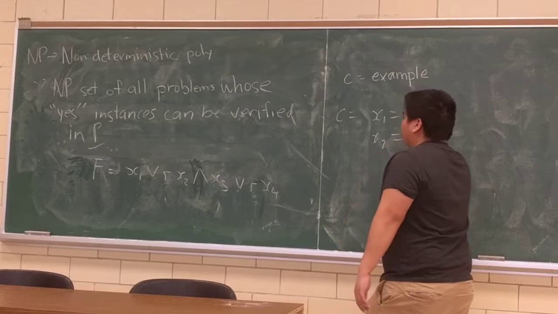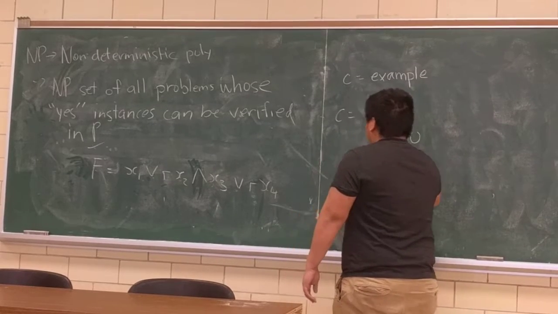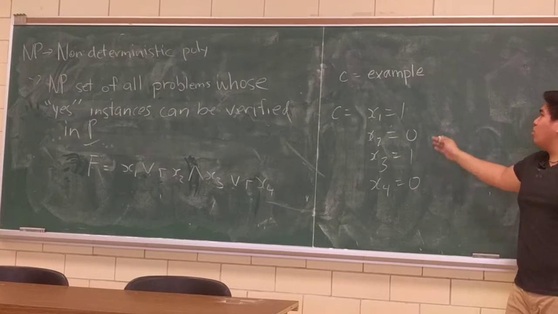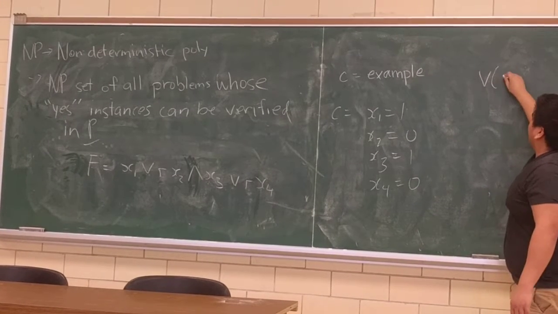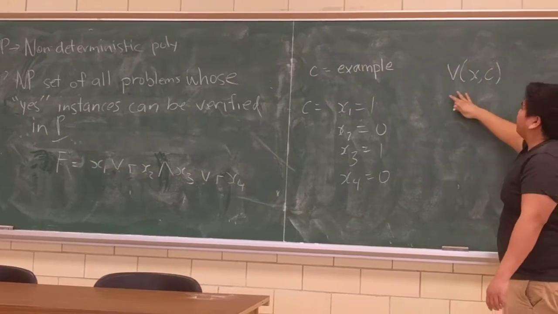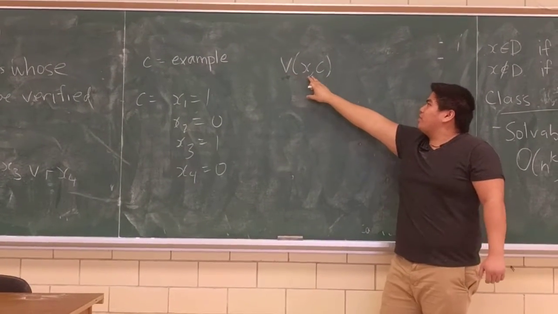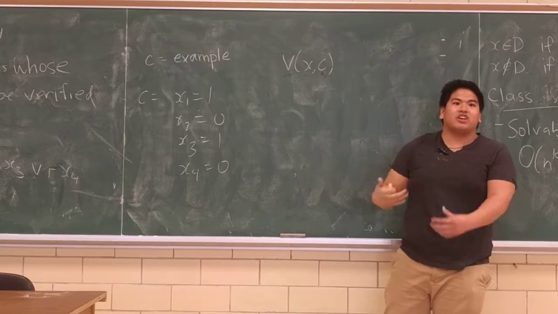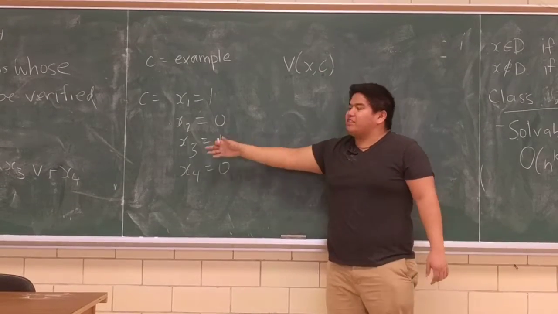x2 needs to be 0, x3 needs to be 1, x4 can be whatever. And that's our certificate. So what we mean by verifiable is that given some sort of input and the certificate, which is proof that the thing actually outputs yes, you can verify that it does output yes.